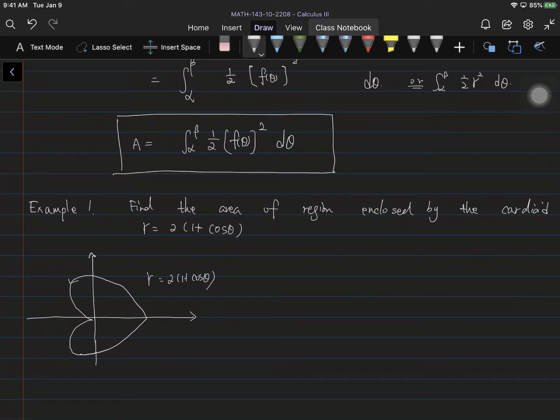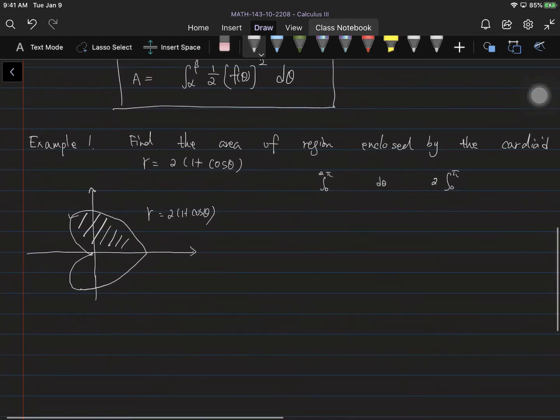Method 1, this is totally symmetric, right? You can either do 0 to pi, or the whole boundary should be 0 to 2 pi. Okay, 0 to 2 pi, whatever the formula, d theta. Or you can do 0 to pi, that means only the top half, and then times by 2. They are the same thing. You can double check the answer. We should get the same answer. But let's try just 0 to 2 pi now.